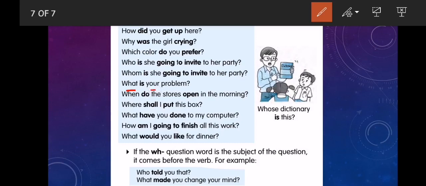Okay. Right. When do the stores open in the morning? Okay. However, if the WH question word is the subject of the question, then it comes before the verb. For example, who told you that? Who made you change your mind? Okay. Tadi di sini subjek dia sebelum verb. Okay. Tapi kalaulah the question word itu subject of the question, then you can use before the verb, you can use before the subject lah.